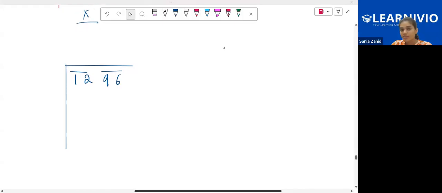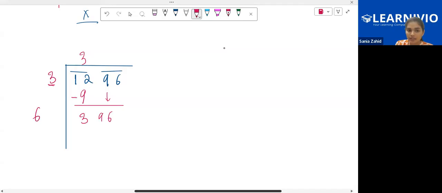Okay. Which number smaller than 12 is a perfect square? 9. 9 is a perfect square. And of what number is it a perfect square? 3. So I will write 3. 3 into 3 gives me 9. I will subtract 12 minus 9. What do I get? 3. Write 3 over here. Carry 96. Double this number. Okay, is this step clear?